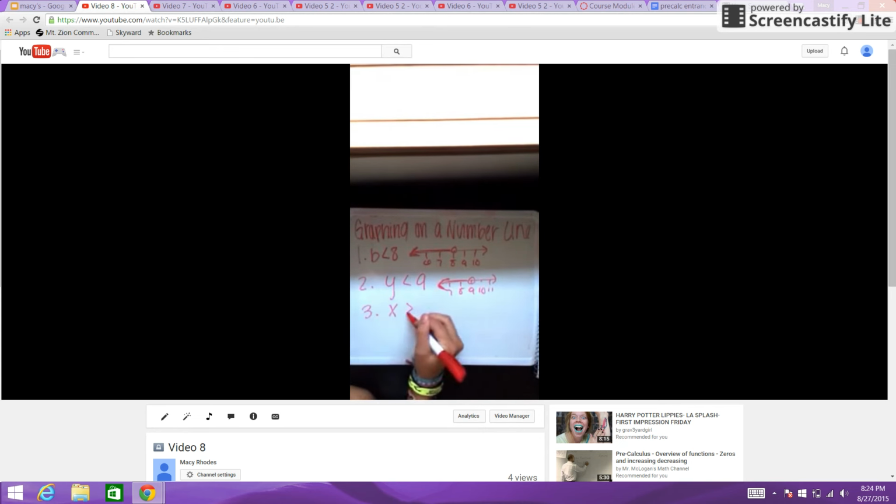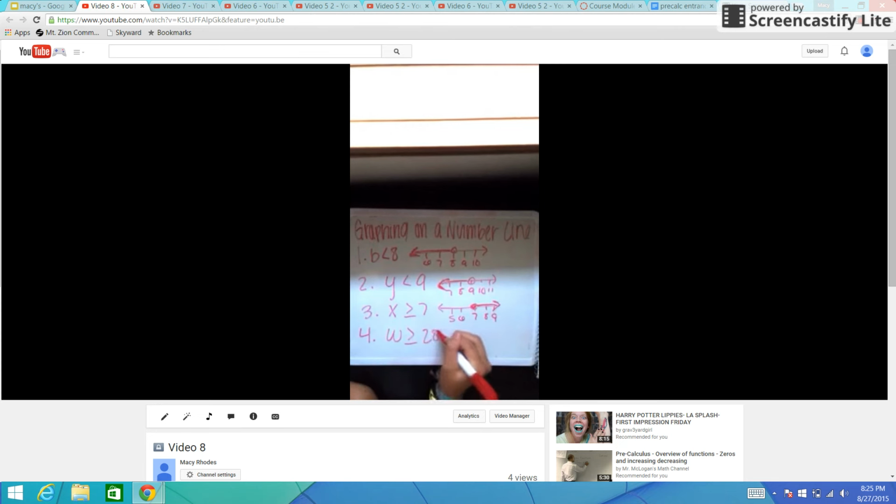But when we got to 3, it was a greater than or equal to sign. So then the circle is going to be shaded in and pointing to the right. And for number 4, it was the same thing, greater than or equal to, shaded in and pointing to the right.